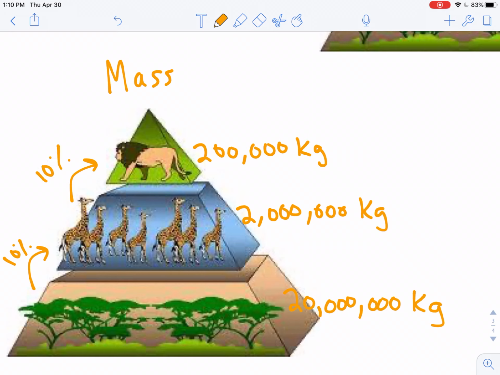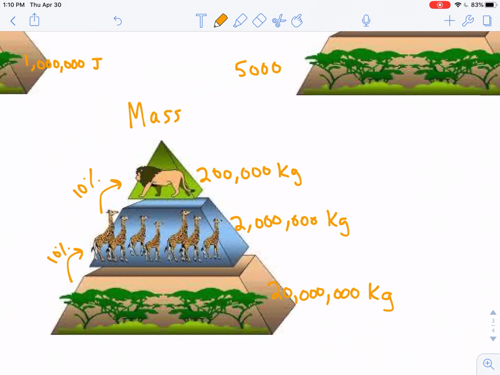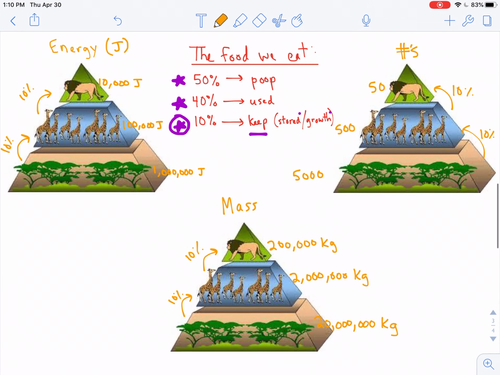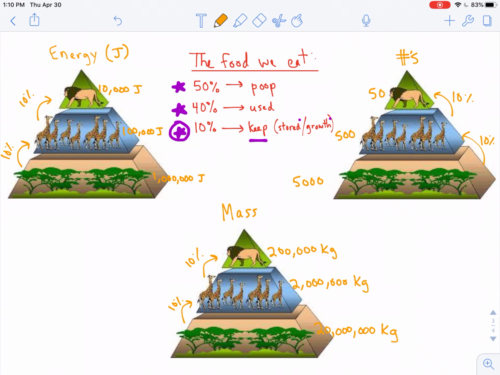Again, see that we are going down by 10% each time, because if there is less and less energy as you move up the food chain, that means there are fewer and fewer animals as you move up the food chain. That, of course, also means there's less and less mass as a total at each trophic level as you move up the food chain. So this rule of 10% really impacts how many organisms you see at each trophic level, the mass at each trophic level, and the energy available at each trophic level.